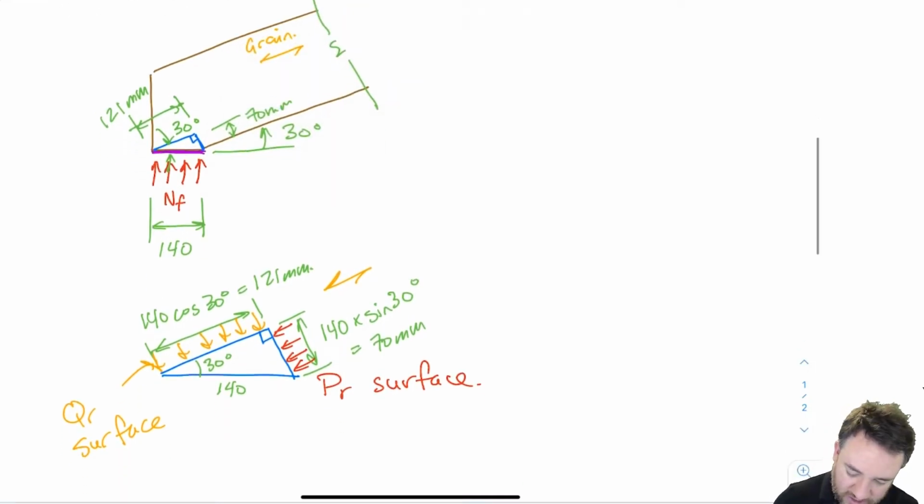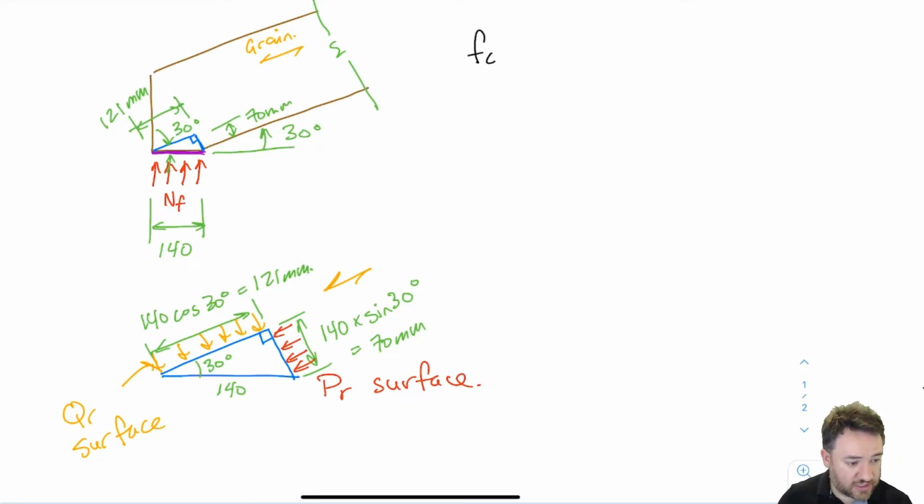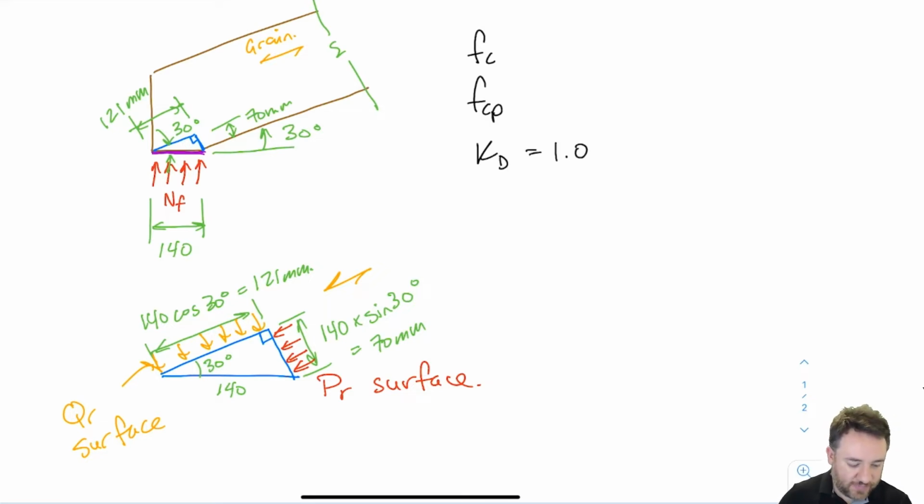Let's summarize what our strengths are. First, we're going to need FC for our PR surface strength, right? Because that's compression parallel to grain. We're going to need FCP for our perpendicular to grain strength. We're going to need KD, which we know equals 1.0 because we're talking about standard load duration. And we're going to need our KSC for our parallel strength, because that's service condition for parallel. We're going to need our KSCP for our perpendicular to grain service condition factor.